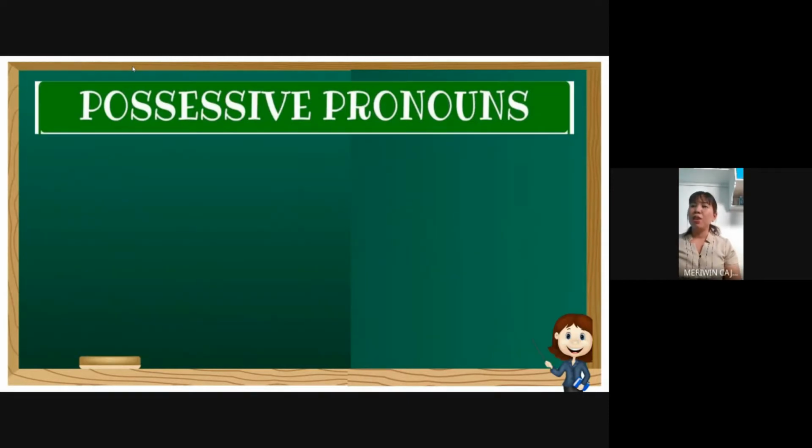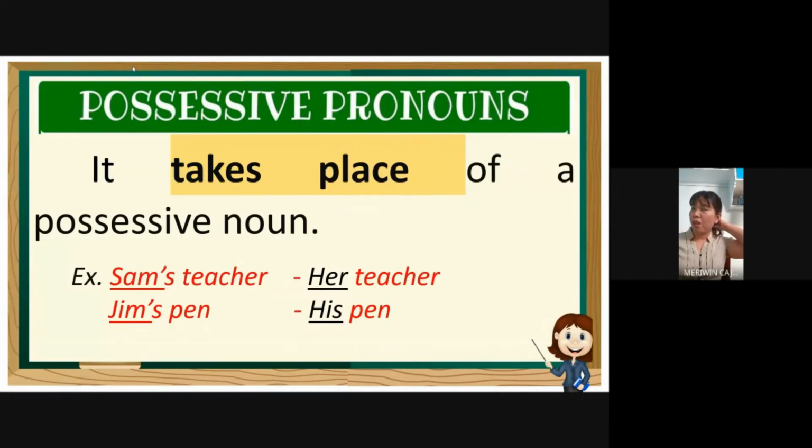Moving on, another meaning of possessive pronoun is it takes place of a possessive noun. Teacher, what does it mean? Example here, Sam's teacher and her teacher. Okay? Sam's teacher is an example of possessive noun. We use the noun, the word Sam, then we use apostrophe S. If it is a possessive noun, we use the name of a person, then use apostrophe and S.